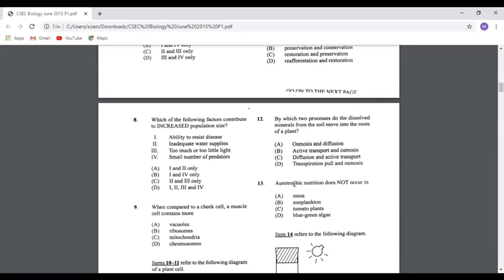Number 13, autotrophic nutrition does not occur in. So autotrophic nutrition refers to organisms that make their own food. A, a moss. B, zooplankton. C, tomato plant. D, blue green algae. So the only thing that would be out would be the zooplankton, because they're animal based and they don't have any chlorophyll to make their own food.